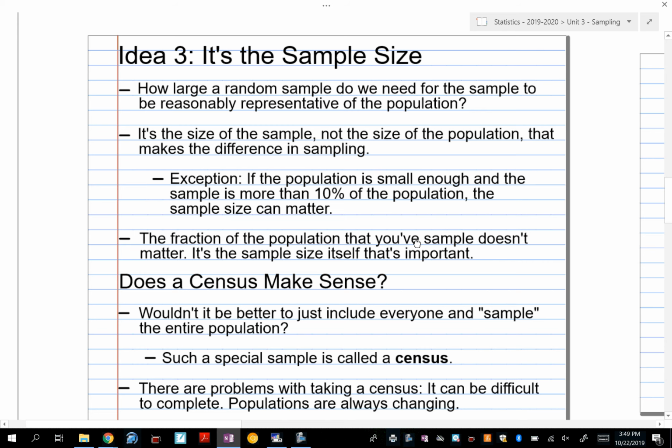This caveat is important, but not yet, not until next semester, where we have to ask ourselves, is the sample more than 10% of the population? So that's something we'll bring back next semester. But right now, you're really just focused on the sample size.